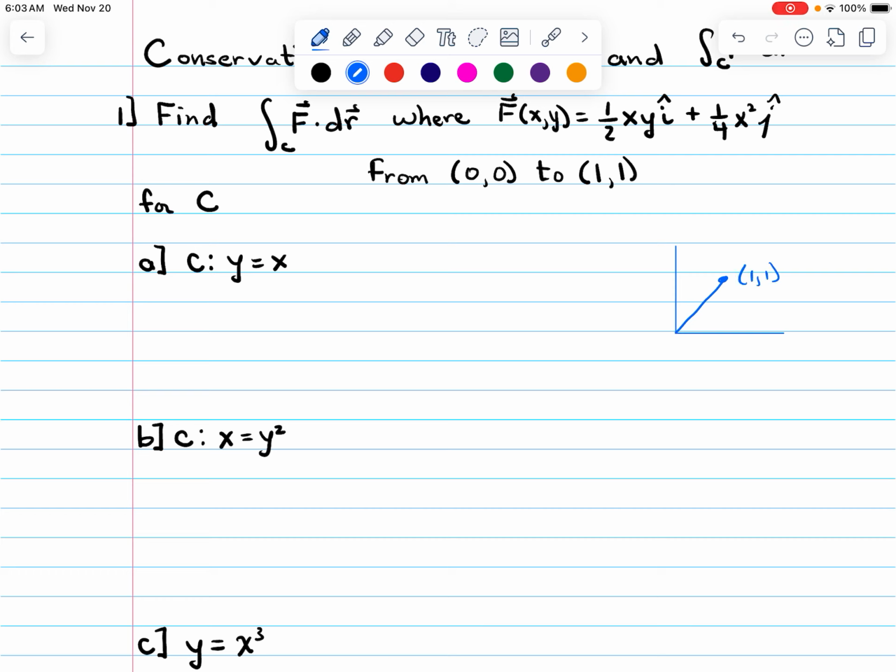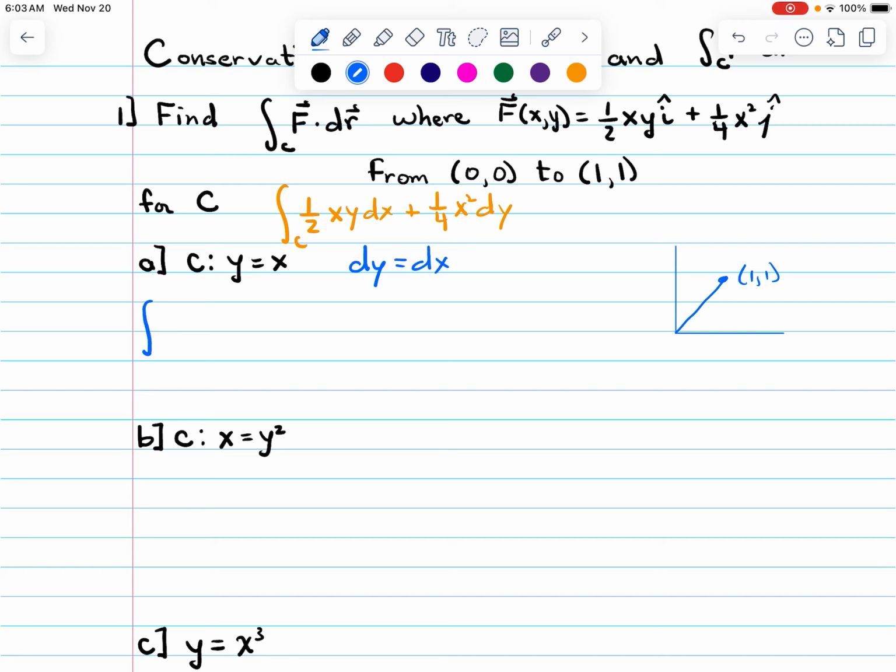And what I'm going to do is look at the integral in the differential form. So I'm going to look at the integral like this. I'm going to say, okay, this is 1/2 xy dx plus 1/4 x squared dy. Okay, so I'll just look at that integral in that form. Now, first of all, one of the things we note here is y equals x, so dy equals dx. We're going to need that here in a minute.